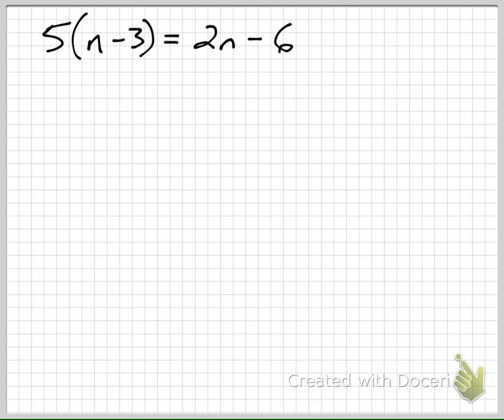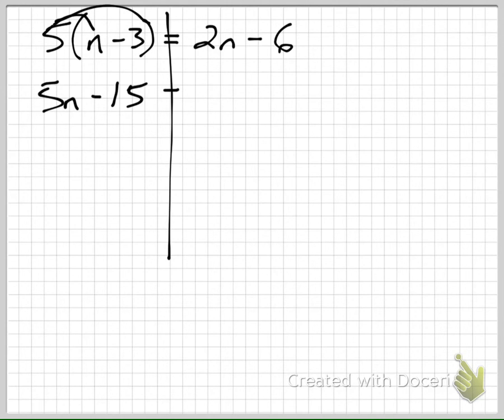First thing we do, line down the equal sign. Separate the houses. Is that side simplified? Can I clean up that part of the house? No. Is that side simplified? Can I clean up that part of the house? Yes, I can. Got to do that first. Rainbow, rainbow. 5n minus 15 equals 2n minus 6.